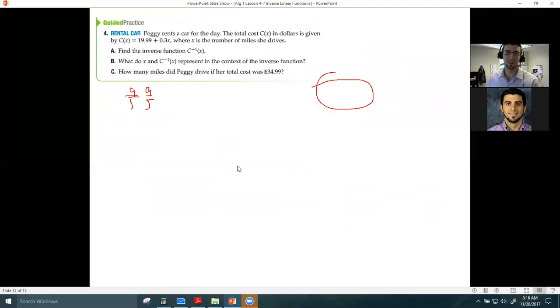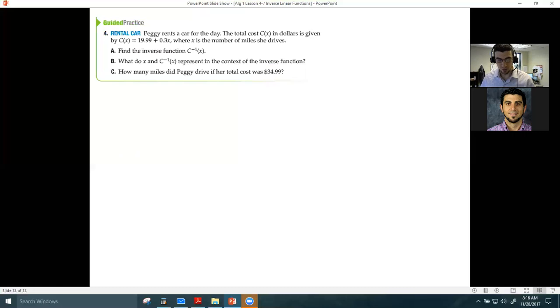All right. So here's one for you to try. Peggy rents a car for the day. The total cost, C in dollars, is given by C of X, where the X is the number of miles she drives. So C of X represents total cost in dollars. X represents the miles she drove. Go ahead and hit pause and answer the questions.